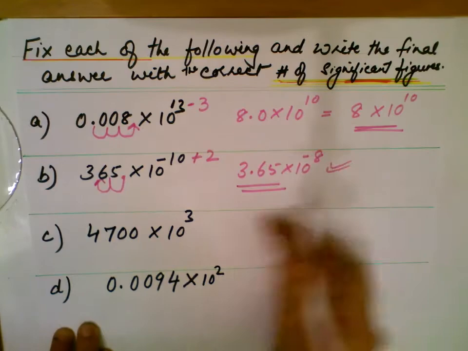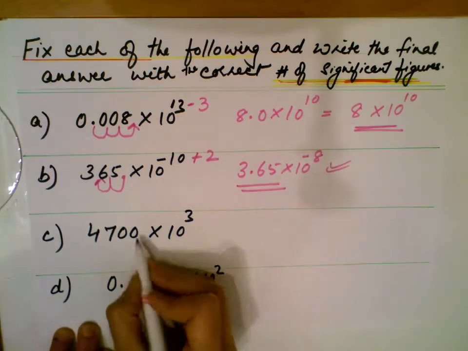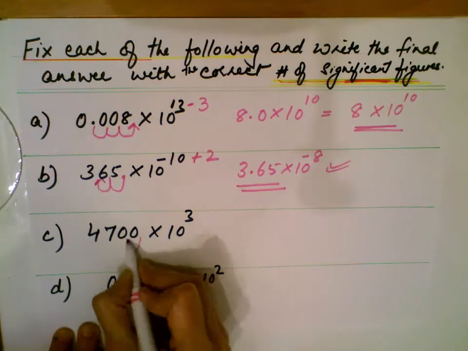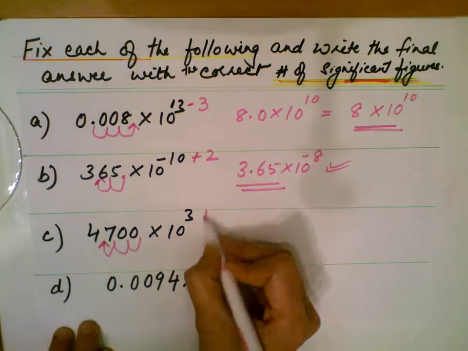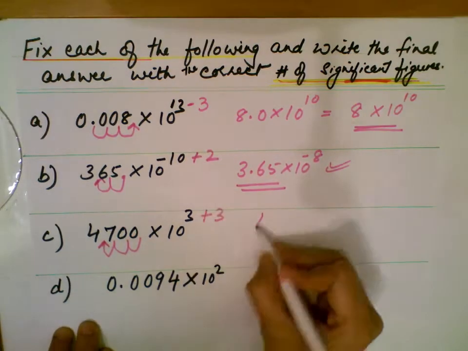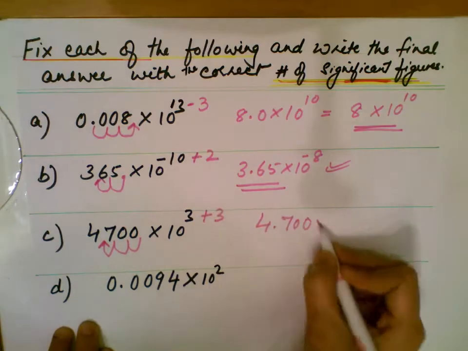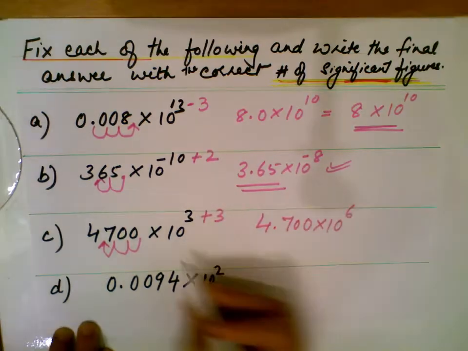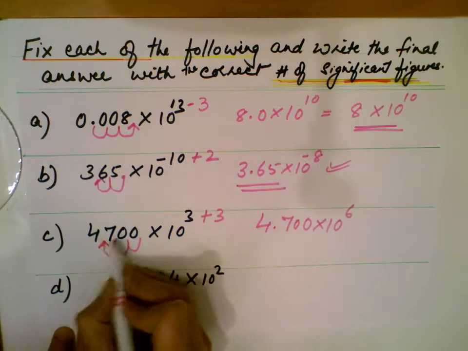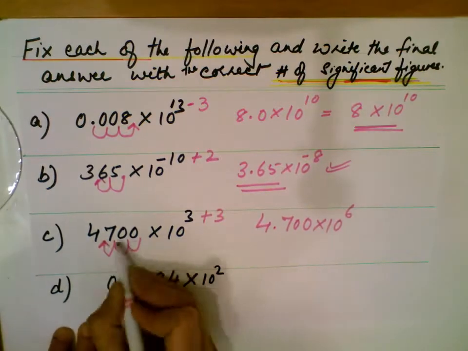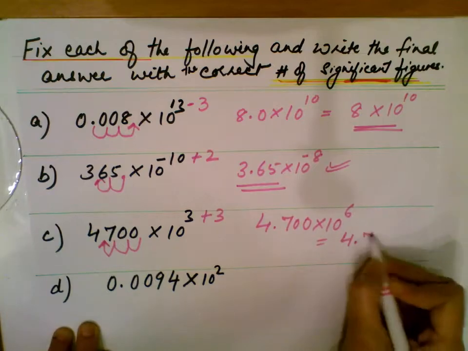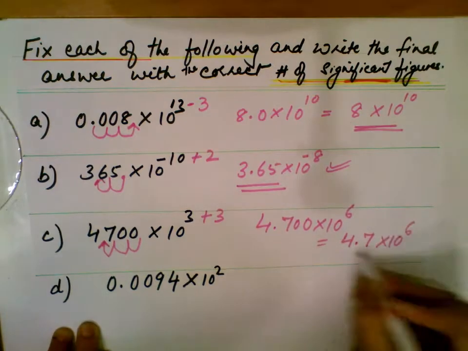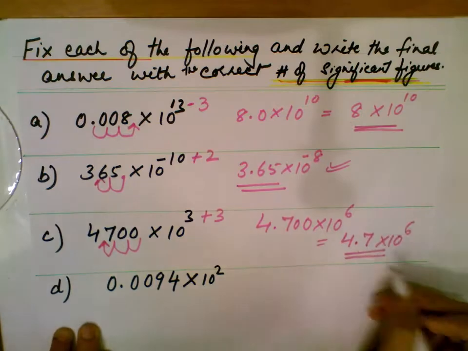No change with anything. Here you are moving 1, 2, and 3 places. Since you move 3 places to the left, you are going to add 3, and you're going to get 10 raised to power 6. Now here you have only 2 significant figures. These are just the placeholders. So in your final answer, you should have only 2 significant figures.